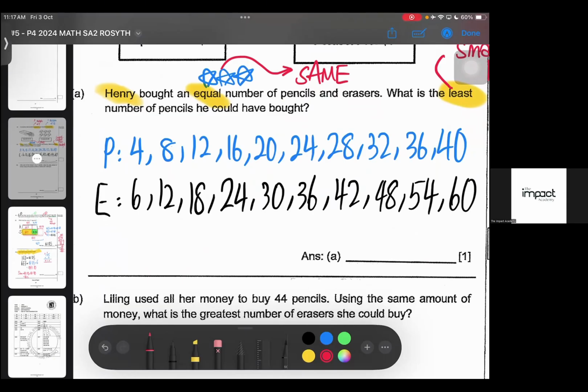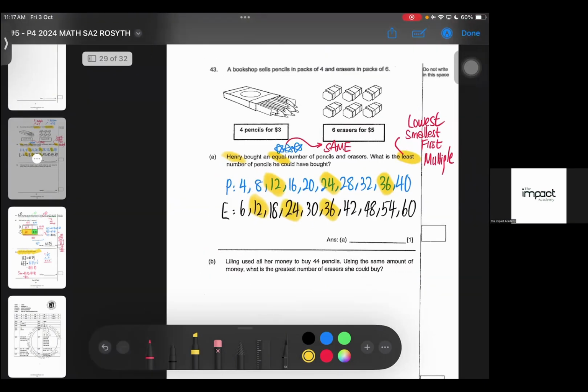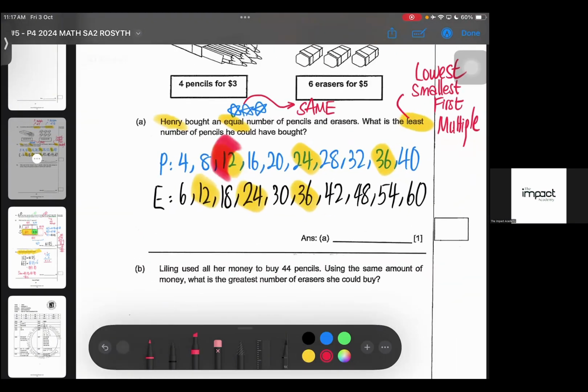12, 24, 36. Very good. What else? Do we have more? Never mind. There's more numbers, but I'm not going to take them. I'm just going to take the smallest one. That's the reason why this is 12. You all understand or don't understand?